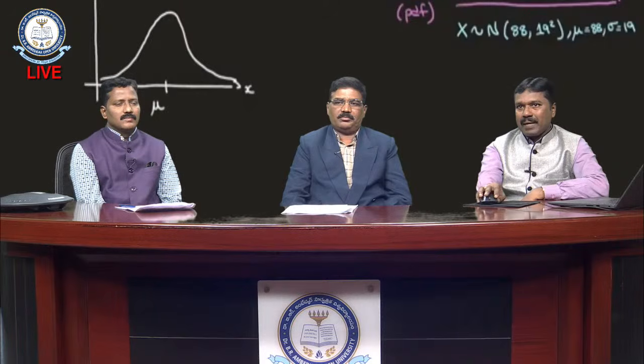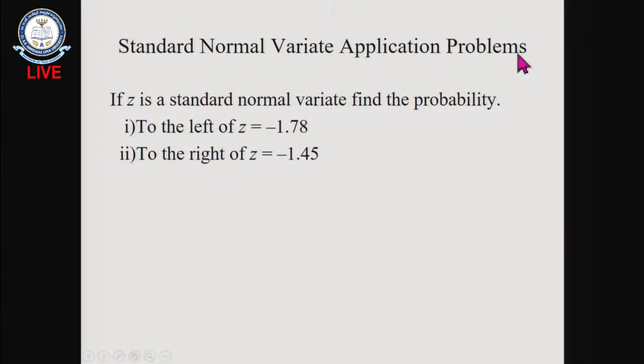Yes, this is the second application. What is the second application here? Standard normal variate application problems. Okay. If Z is a standard normal variate, find the probability.